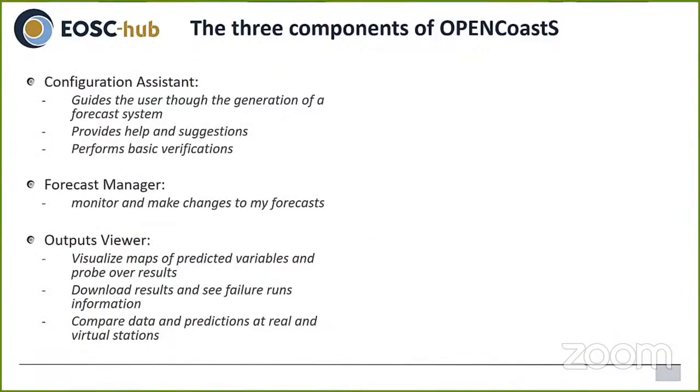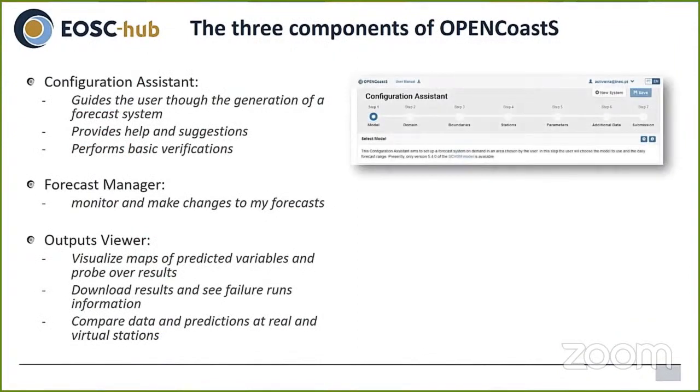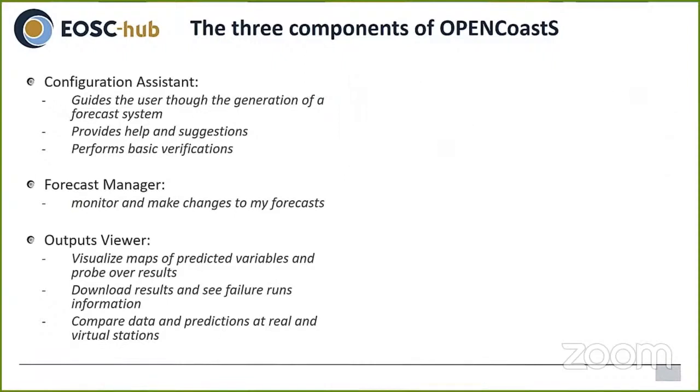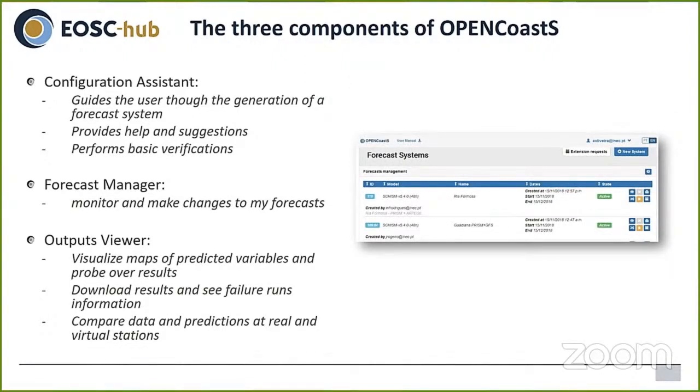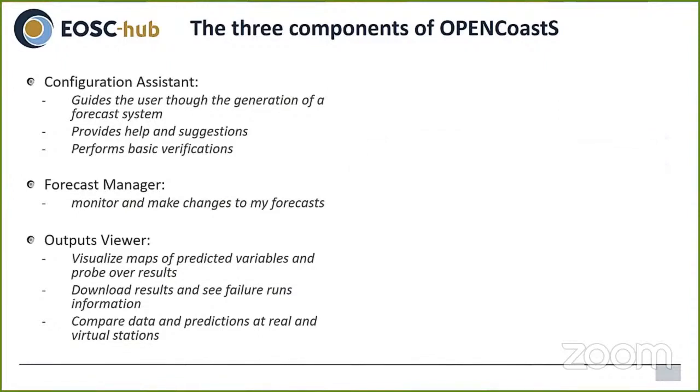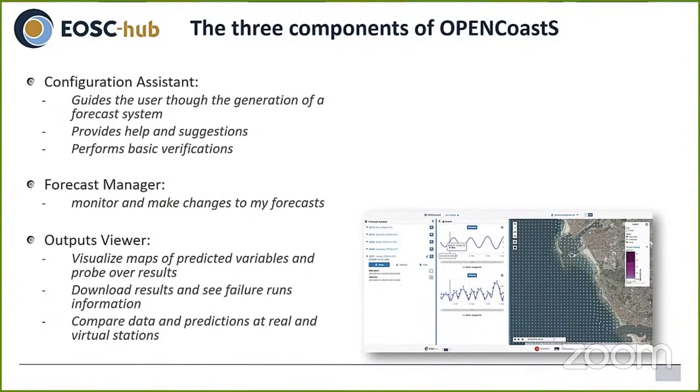OpenCoasts is organized along three components. The first is the configuration assistant. It guides the users through the generation of a forecast system, provides help, and provides basic quality control operations. The second is the forecast manager, dedicated to monitoring and making changes to existing forecasts. Finally, the viewer facilitates access to forecast outputs.